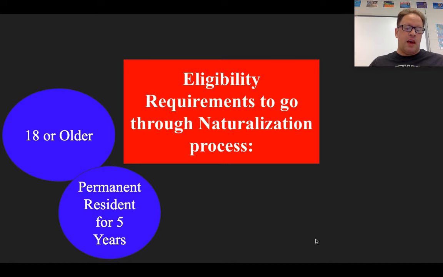The interviewer will test the applicant's English ability through reading, writing, and speaking, as I mentioned, but the interviewer will also ask the applicant 10 U.S. civics questions from a list of 100 possible, where the applicant must correctly answer at least 6 in order to pass. So there are 100 questions that the test comes from.